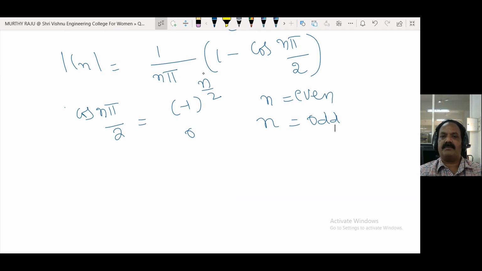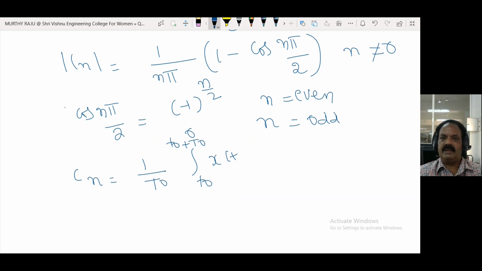This is the magnitude for n not equal to 0. Suppose n is equal to 0, 1 by 0 means infinity, an indeterminate term. That is the reason we have to calculate separately. We know that Cn is equal to 1 by T naught, integral from small t naught to small t naught plus capital T naught of x of t e power minus j n omega naught t dt.